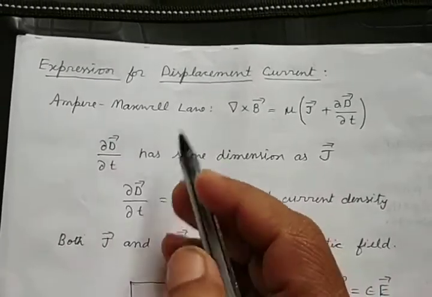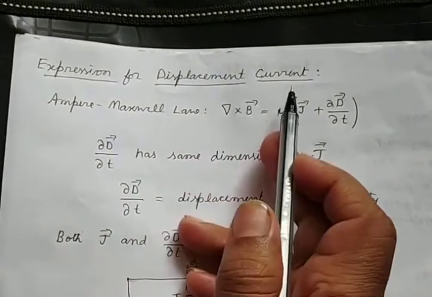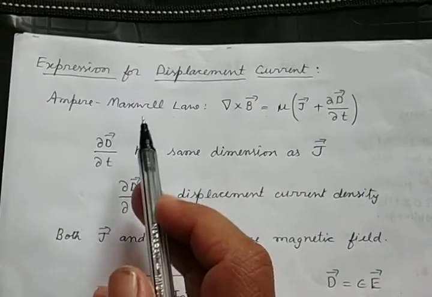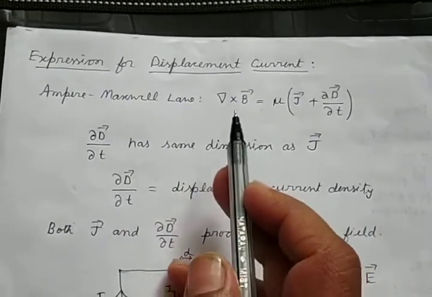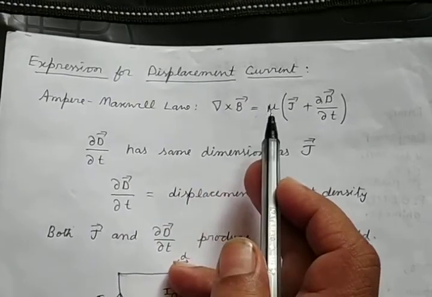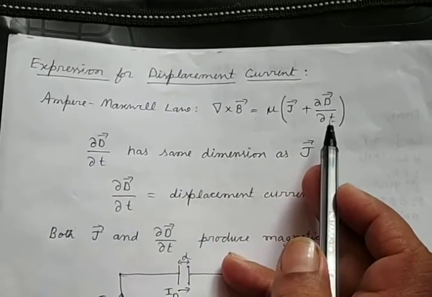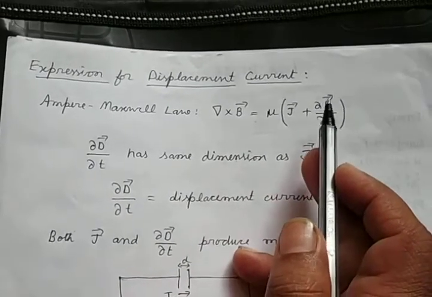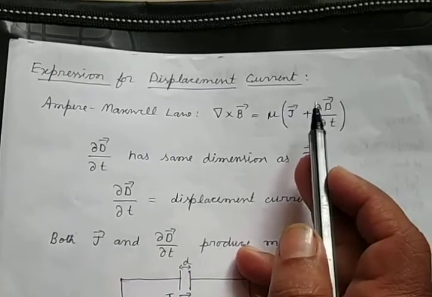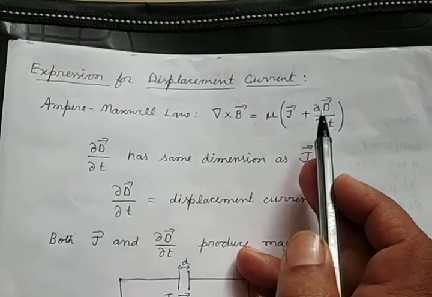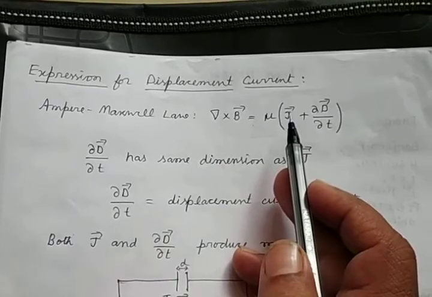Let us now discuss the expression for displacement current. We saw that the Ampere-Maxwell law is given by curl of B bar is equal to mu times J bar plus ∂D bar/∂t. So here we got a new expression, ∂D bar/∂t, and it is similar to this current density J bar.